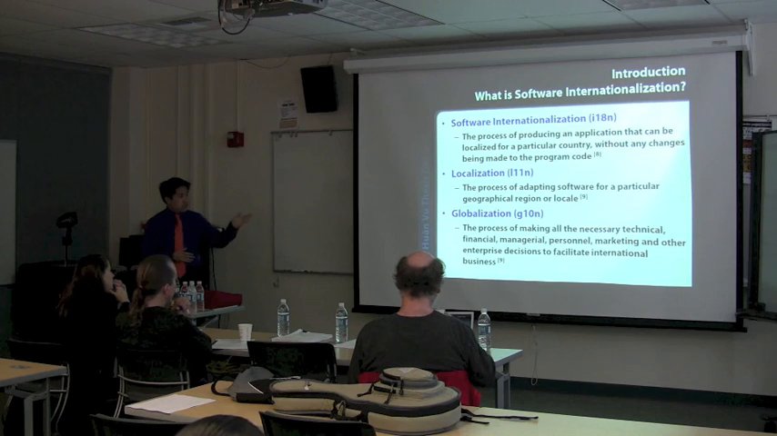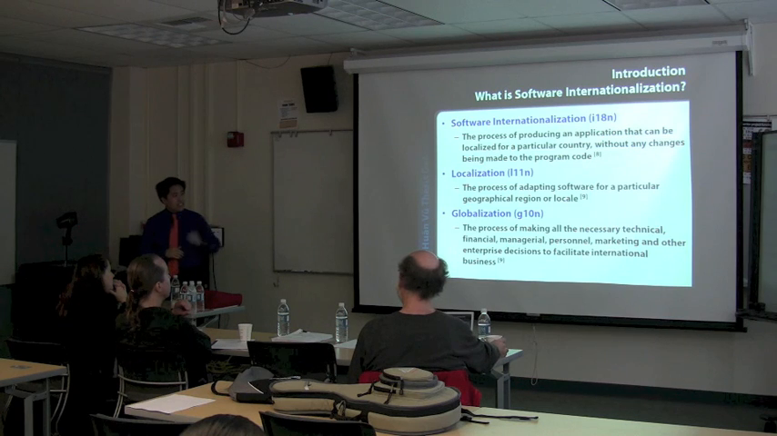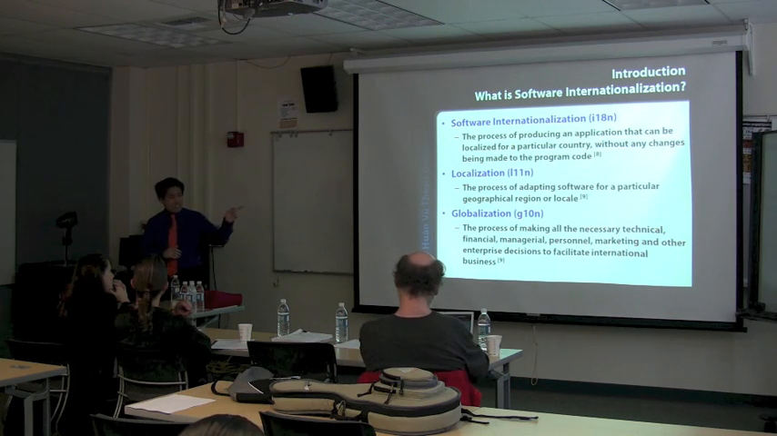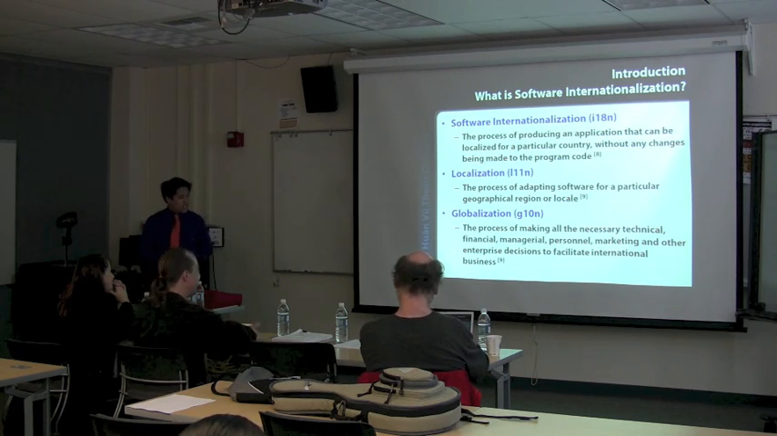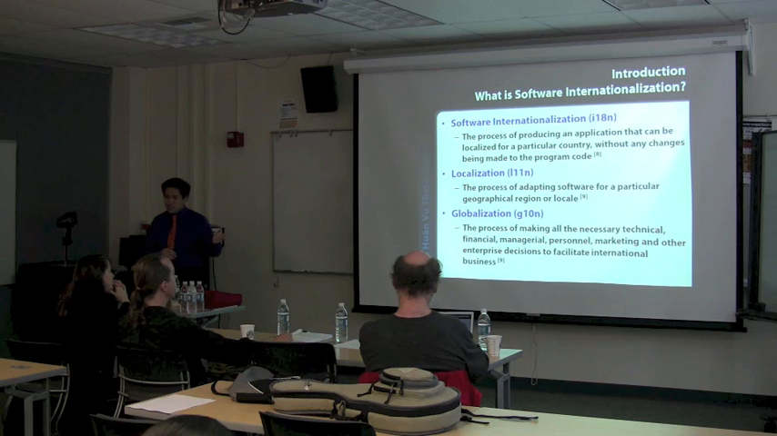For those who are curious about those abbreviations up there, for example, the word internationalization is I18N because there are actually 18 characters between the letter I and the letter N. Same thing for localization and globalization: 10 characters between L and N for localization, and globalization is 11 letters between G and N.